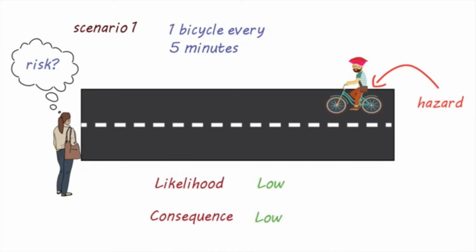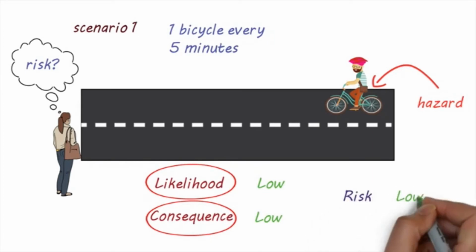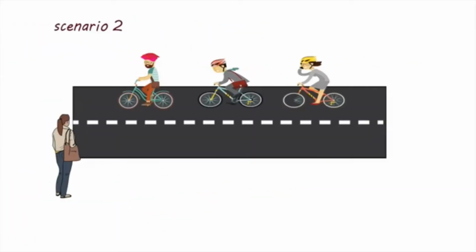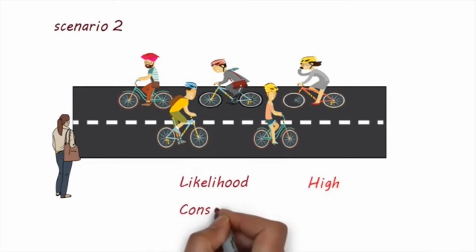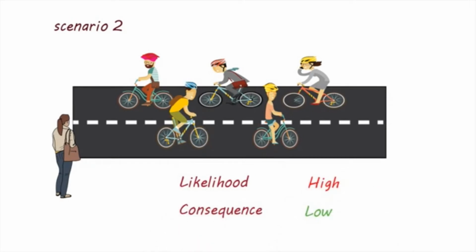So in this scenario, the likelihood and the consequence are both low. Therefore, the overall risk is low. Now, obviously, if there are bicycles traveling more frequently, the likelihood of a crash would be higher, but the consequence, if a bicycle did crash into you, would still be low.